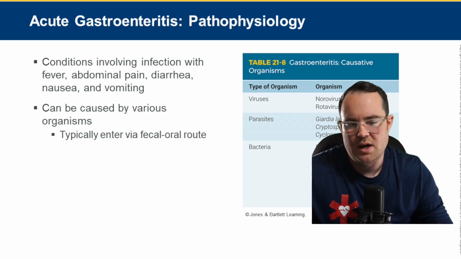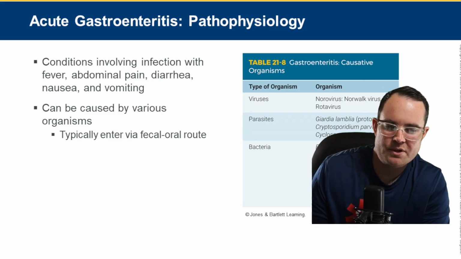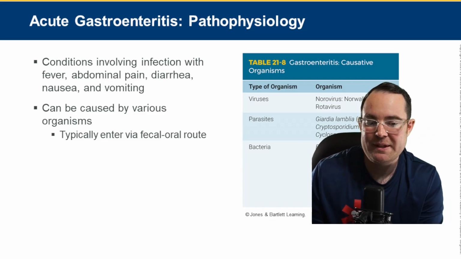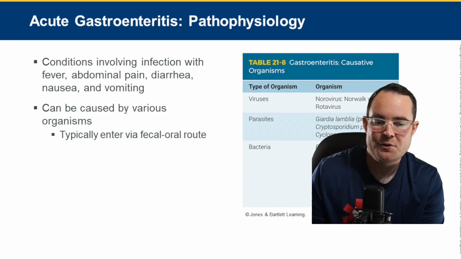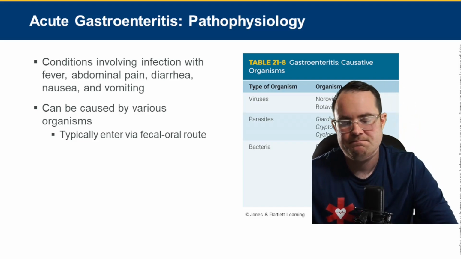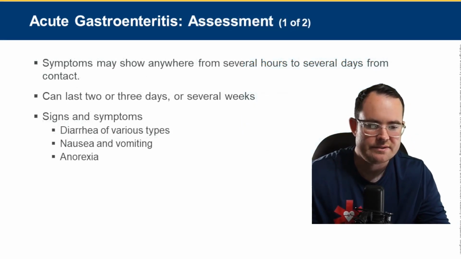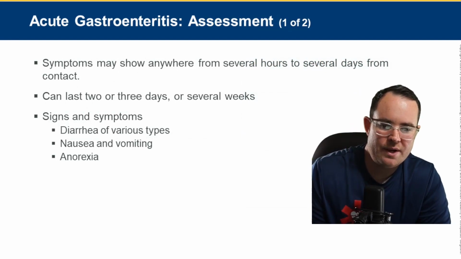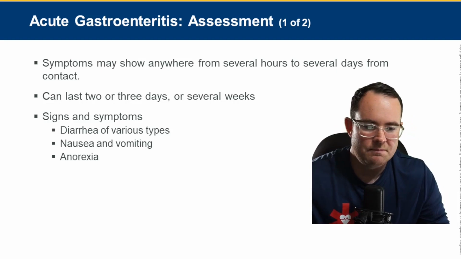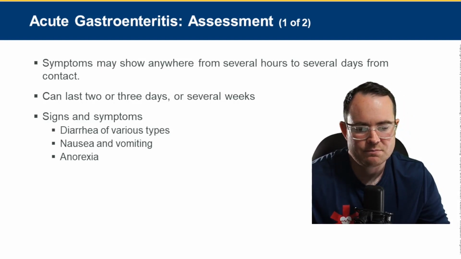Jeez. Acute gastroenteritis, it says, is a condition involving an infection with fever, abdominal pain, diarrhea, nausea, and vomiting. It can be caused by various organisms, typically entering by the fecal-oral route. Wash your hands. Symptoms may show anywhere from several hours to several days, and can last 2 or 3 days. I do know gastroenteritis again can mimic a heart attack, so be mindful.